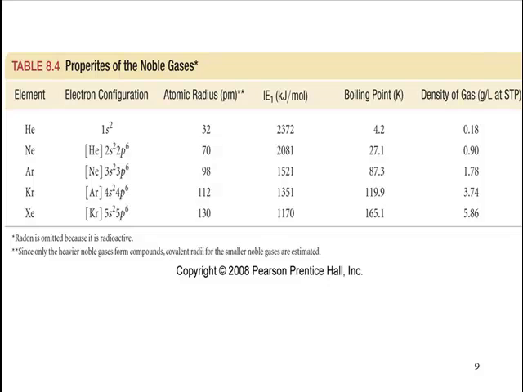For xenon, these electrons are further away from the nucleus. Since they're further away distance-wise, there's not as much electrostatic attraction. And so it's easier to remove an electron. Now, that's still a lot of energy, but it's easier to remove an electron.